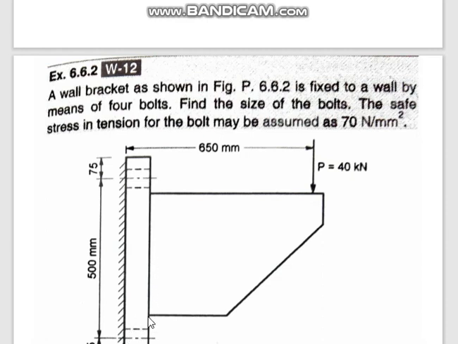So which should be designed? Bolts here, or here? Here we should be designing, because wherever the maximum load comes, there we should design. Because if a bolt fails, it fails where the maximum load is coming. Okay, here we will design. So the safe stress in tension for the bolt may be assumed 70 newton per mm square. Here you see only tension is given. Sigma T is given, whereas tau is not given. Okay, let us see what to do.